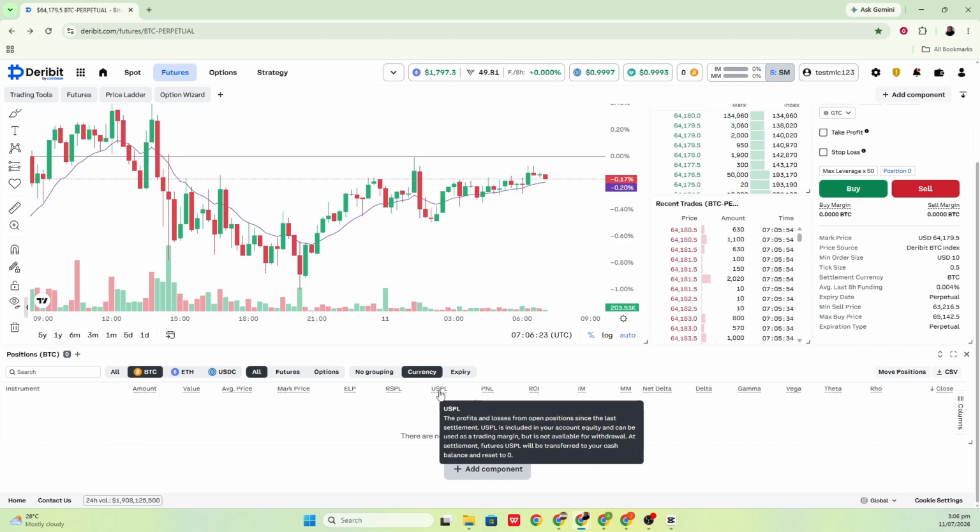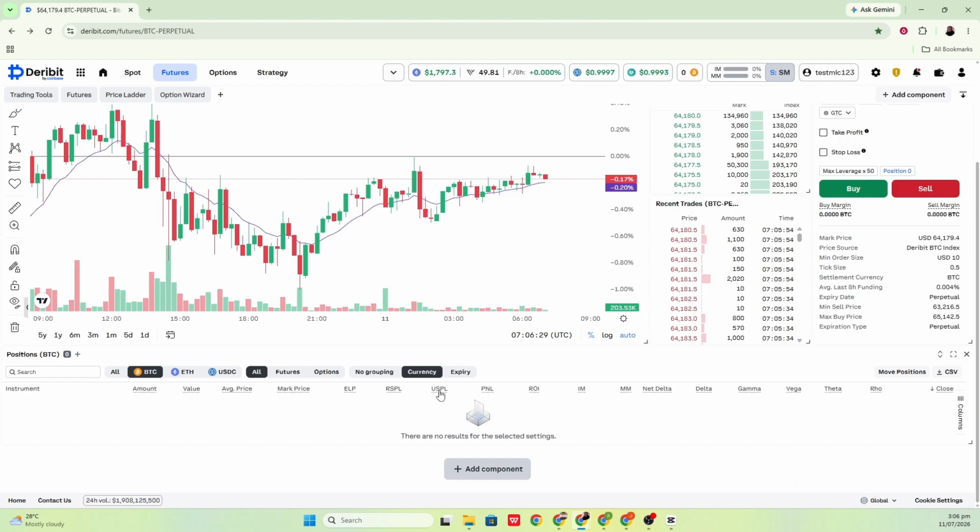It is based on the difference between your average entry price and the current mark price, not the last traded price. Deribit uses the mark price when calculating this value. Because this value is tied to the current market, it changes continuously as prices move. It reflects what your profit or loss would be if you closed the position immediately using a market order. As the value changes, it also affects your maintenance margin and your equity in real time.